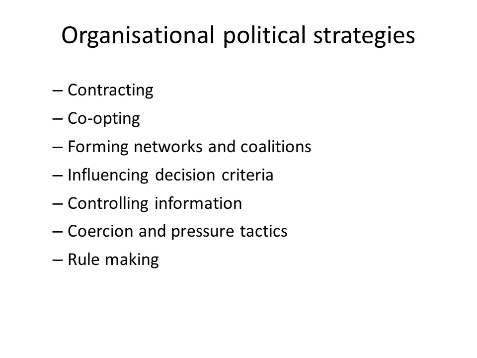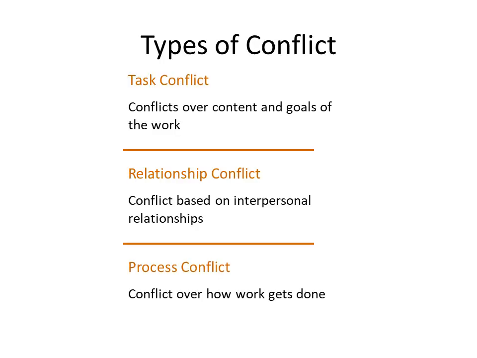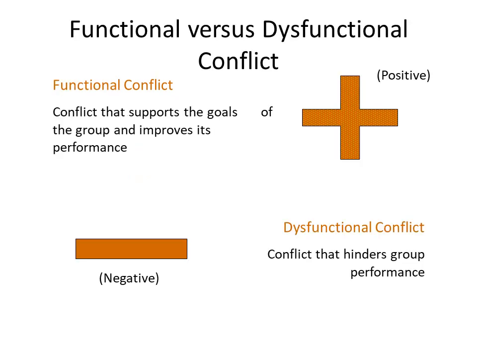Political strategies can be about contracting, co-opting, forming networks, influencing decision criteria, controlling information, coercion and pressure tactics, and rule making. These would all come under the umbrella heading of organisational political strategies. Conflict then could be task, could be relationships, or it could be about the process. Now, the old view of conflict was always that it was negative and should be avoided. The more modern take is that there are positive and negative functions of conflict.